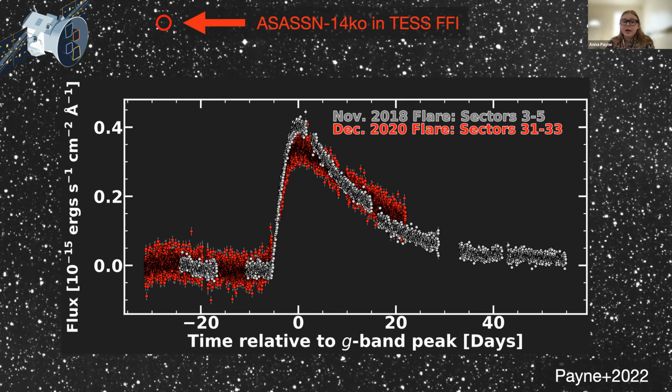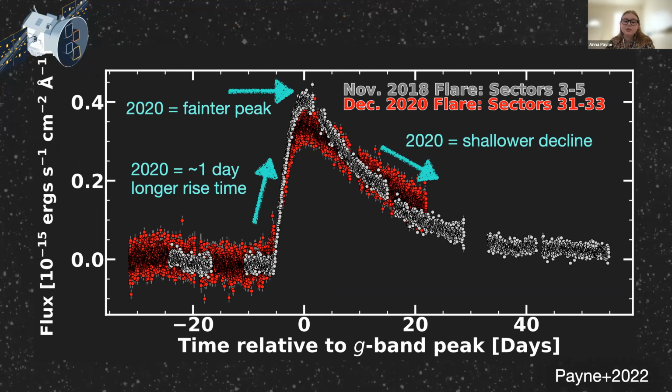So overall, we're seeing the same general behavior: a rapid rise and a generally smoother decline. But there are still slight differences that we could not tell from the ground-based data alone. Specifically in 2020, the rise took about a day longer to reach a fainter peak, and the decline was much more flat compared to the decline 2 years earlier.